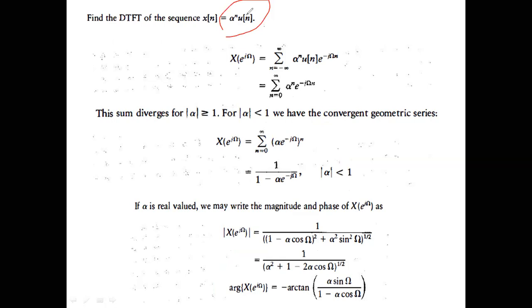Now, does the DTFT exist for this, by the way? It exists only if x of n is converging. If my alpha to the power n into u of n has alpha equal to 2, then it will be a growing exponential. For this particular case, the DTFT does not exist. The DTFT exists only for the case magnitude of alpha less than 1. Remember, this will be the difference.